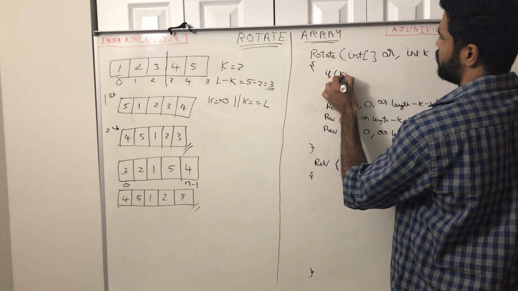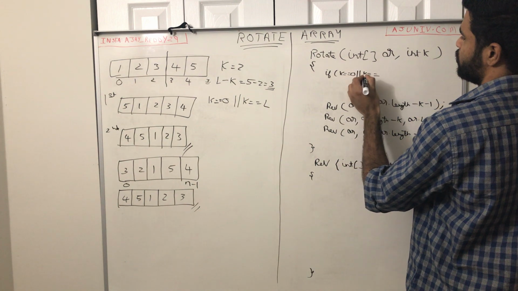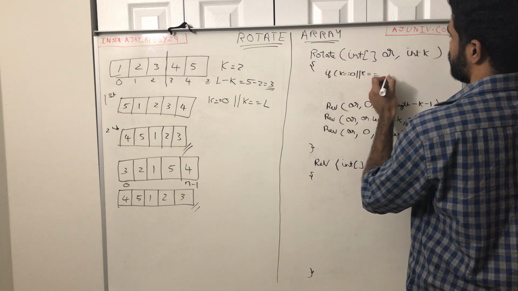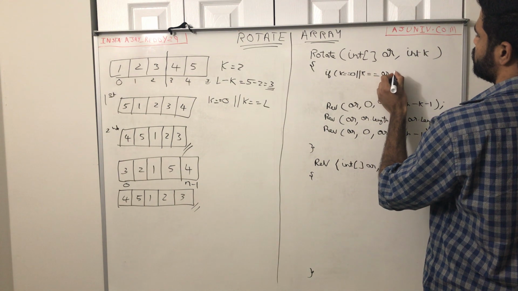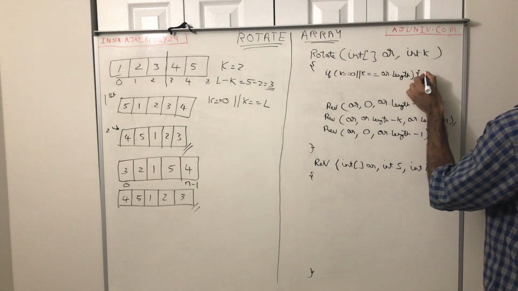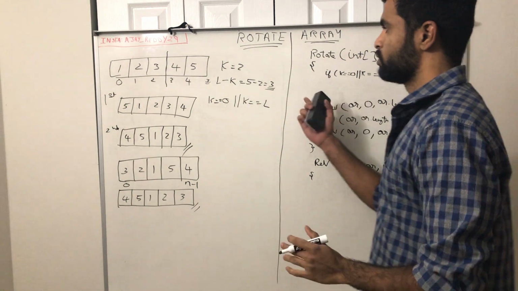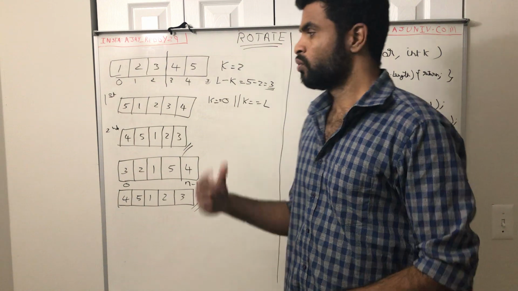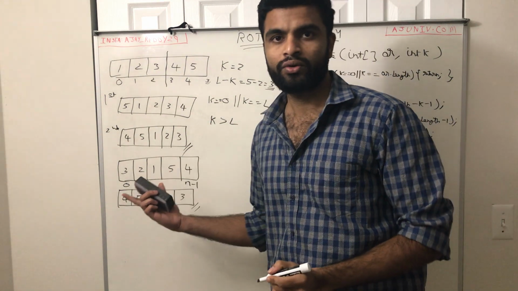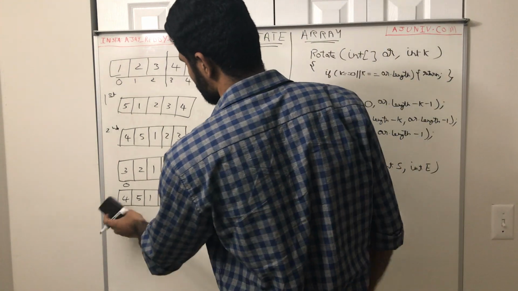If k equal to 0 or k equal to array.length, then just return by doing nothing. Okay, this is one scenario, and the other scenario is whenever k is greater than length. In that scenario, there can be an error, when k is greater than L. For suppose, I'll erase this thing.